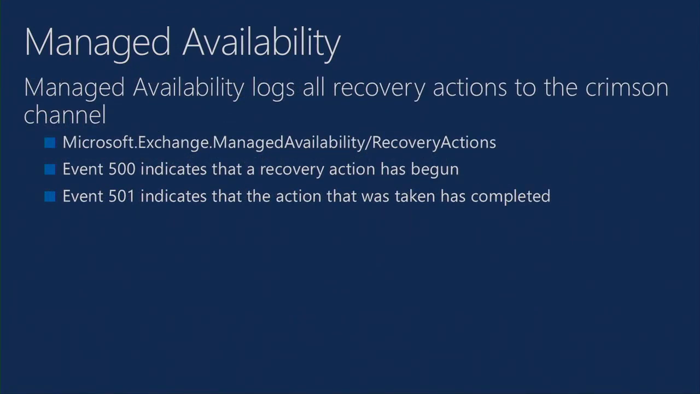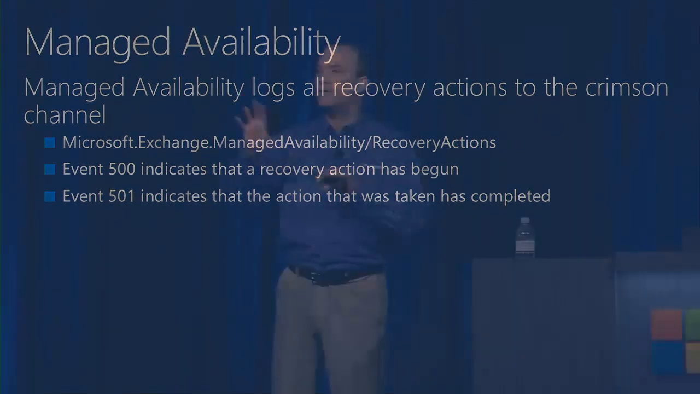Now, managed availability, as Ross showed you, logs everything into the Crimson channel, into that special area inside the Windows event log. So everything that we do from a recovery standpoint goes into this managed availability recovery actions event log. When you see event 500, that means a recovery action has started. When you see event 501, that means the recovery action has completed. I bet any of you running Exchange 2013 today could go to your logs right now, open this one, and I guarantee you'll probably see at least one 500 and 501 in there, because managed availability is constantly correcting things behind the scenes.